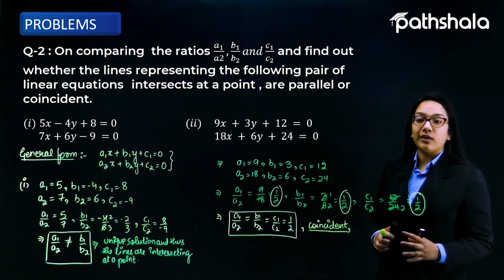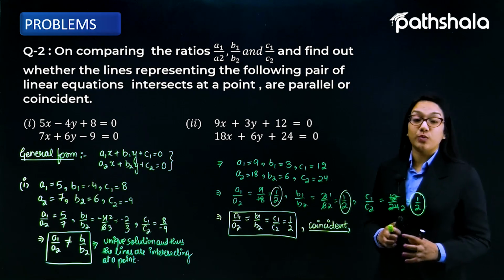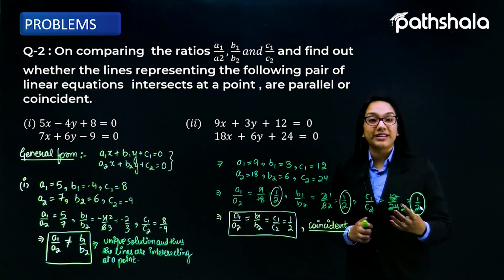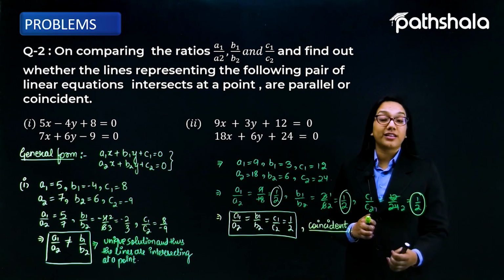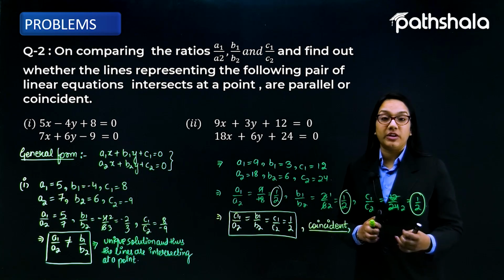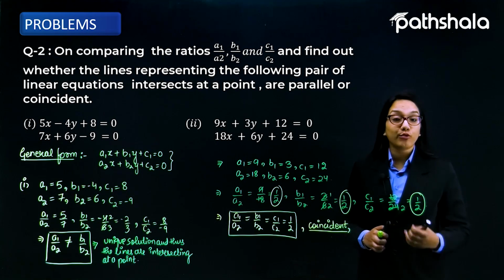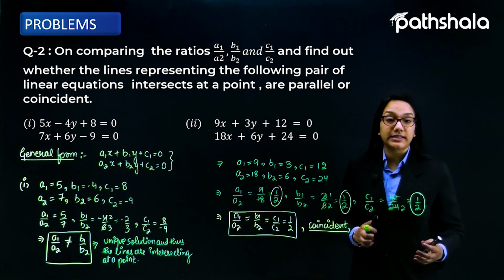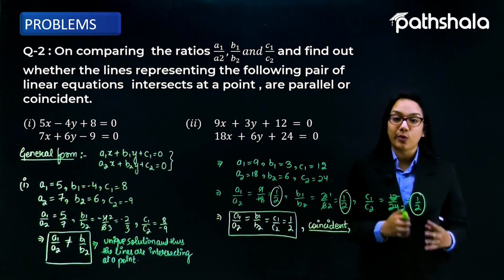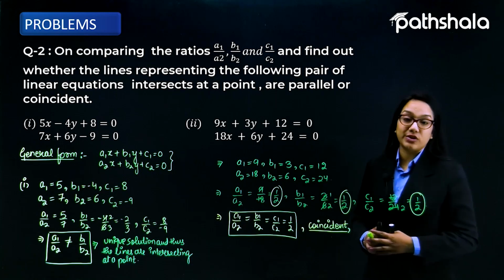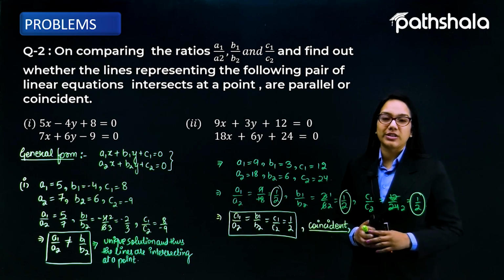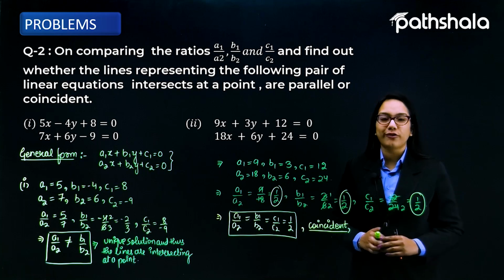So this is all about question number 2, in which we have to represent the lines, or we have to compare the ratios A1 by A2, B1 by B2, C1 by C2, and we have to find out whether the lines are intersecting, parallel or coincident. So I hope the solution of this particular question is all clear to you. Now let's move on further to question number 3.